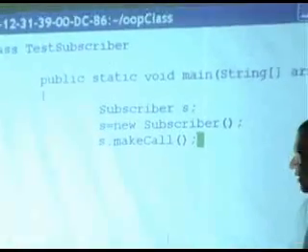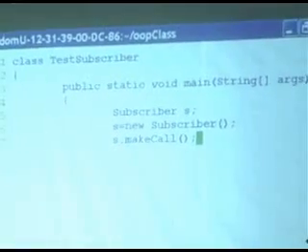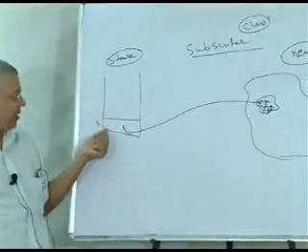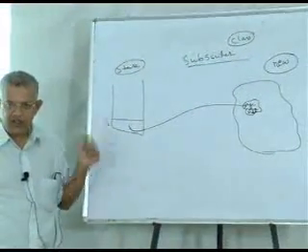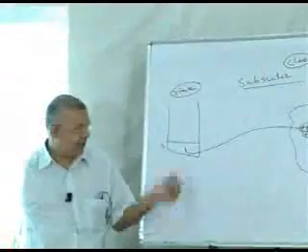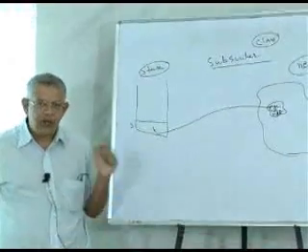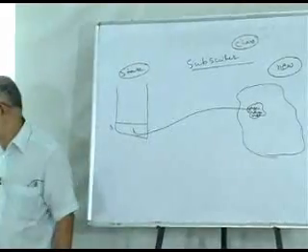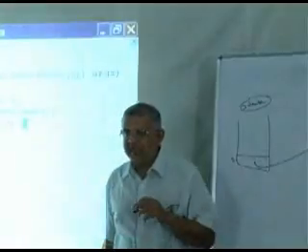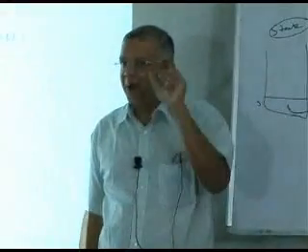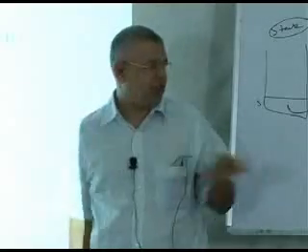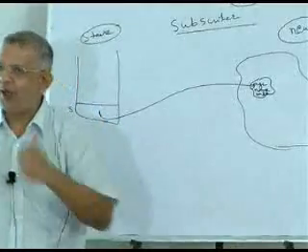The moment line 6 executed successfully, what happened? An object got created on the heap, that is a subscriber object, and a reference to that subscriber object is available on the stack. The value of S now contains an address of the subscriber object. But do I see the address? No. How do I go to the object? Using S. So when I say S.makeCall, it says go to the object pointed to by S, and on that object invoke an operation called makeCall, since it's already defined.